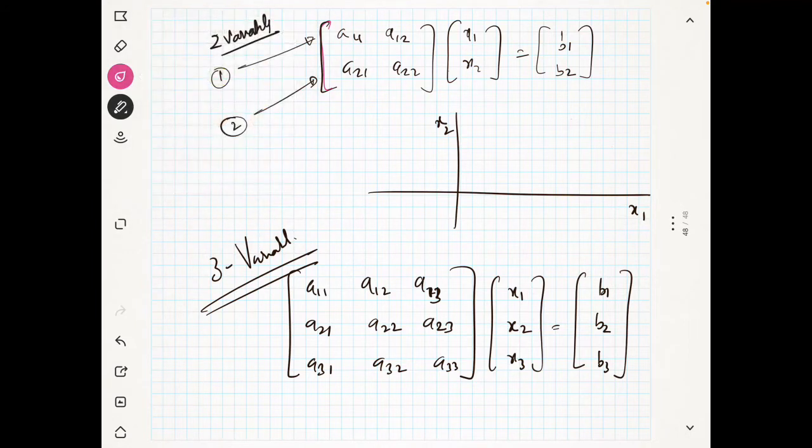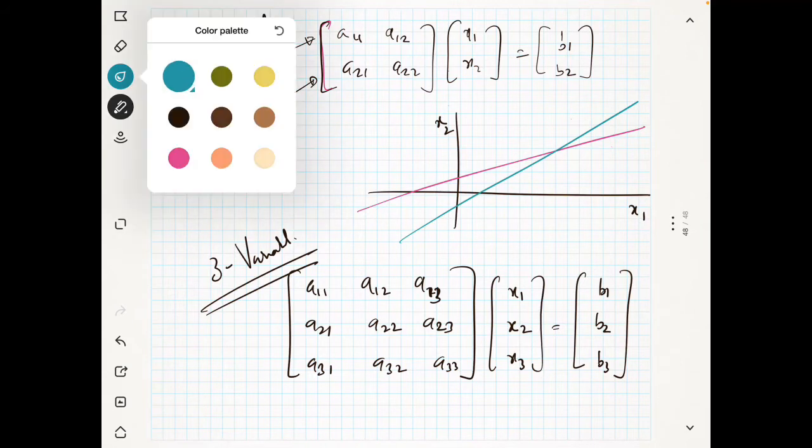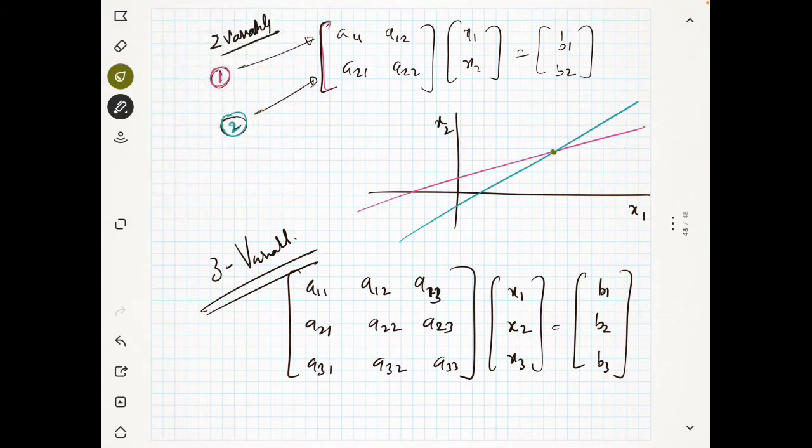You will have one equation, let's say the first equation was like this, and the second equation, which I will show using another color, will be like this, and the solution of this is the meeting point. So you will be getting some x1 star and x2 star, which is the solution. This is the equation of straight lines, basically.